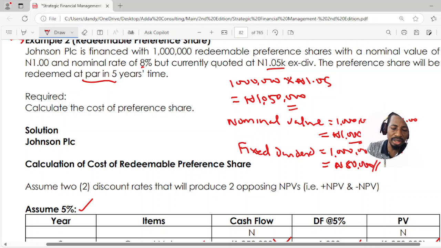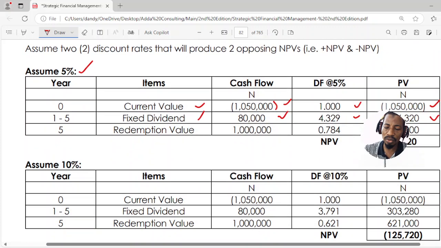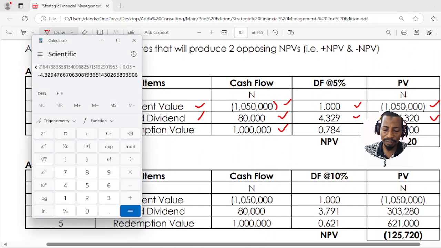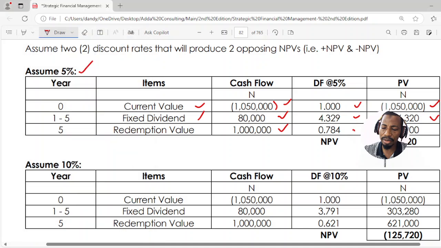But we have been told in the question that it will be redeemed at par in 5 years' time. So par value is 1 million naira. That's why you are seeing the 1 million naira here. Then the discount factor for year 5 at 5% is 1.05 raised to power minus 5, which will give us 0.784. That is 0.784 multiplied by 1 million, which will give us 784,000.